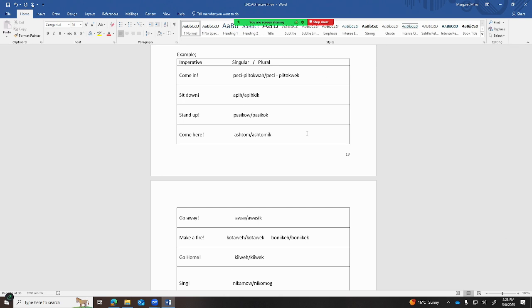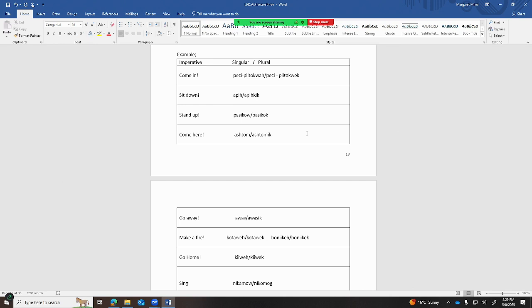Bejibitige. Uppe. Uppig. Bassigo. Bassigug. Astam. Astamig. Awas. Awasik. Kuttawe. Kuttaweg. Bunige. Bunigeg. Kiwe. Kiweg. Nakamo. Nakamug. Kweshimo. Kweshimug. Waniska. Waniskag.